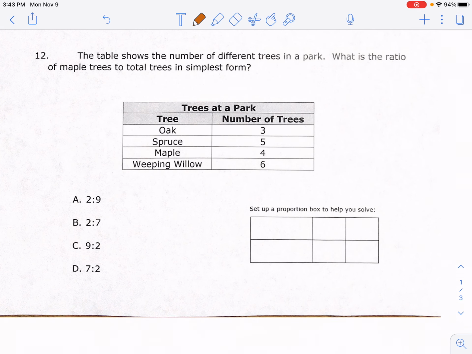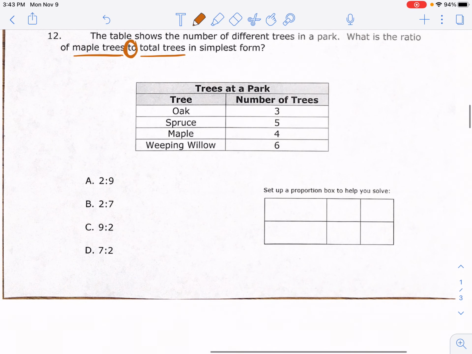12, the table shows the number of different trees in a park. What is the ratio of maple to total in simplest form? Anytime I see that word ratio, I'm going to find this magic word right here, to. So I'm talking about maple trees to total trees. I'm going to look for maple, which I see is 4. So there are 4 maple trees to total. I'm going to add up all the trees together. 3 plus 5 is 8, plus 4 is 12, plus 6 is 18. So there are 18 total trees. My ratio of maple to total is 4 to 18.